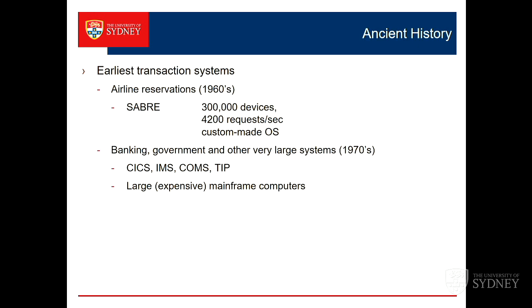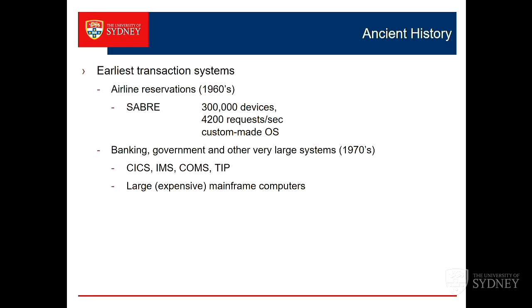A little bit of history, partly because I think the first part was absolutely fascinating. The very first transactional systems were developed in the 1960s, and they were airline reservation systems. They were custom-made systems for airline reservations. They were the very first transactional systems, so a lot of the concepts came from that.